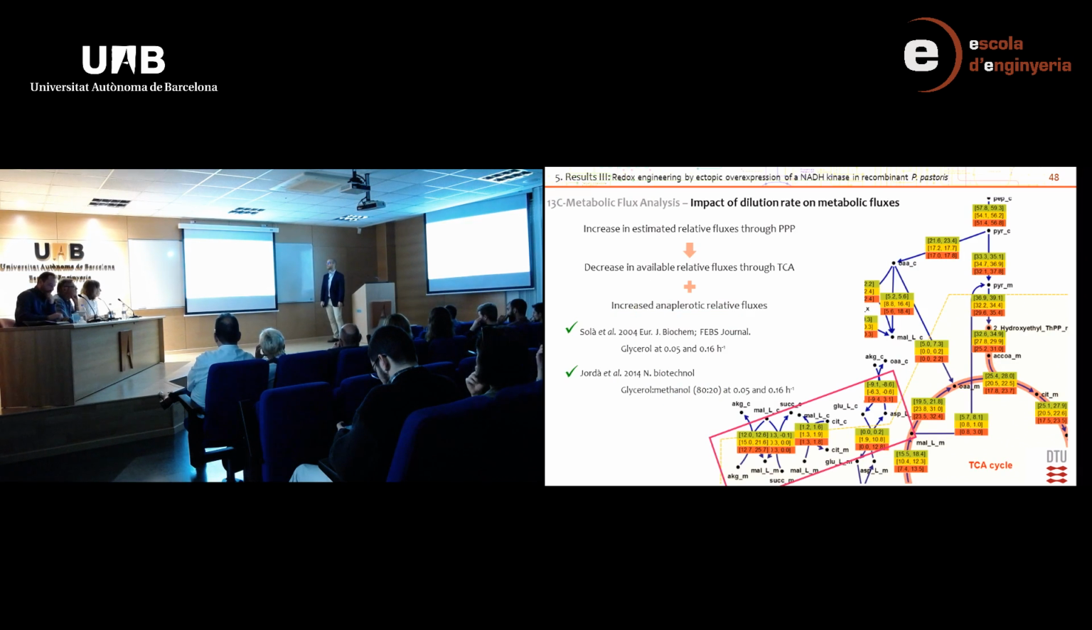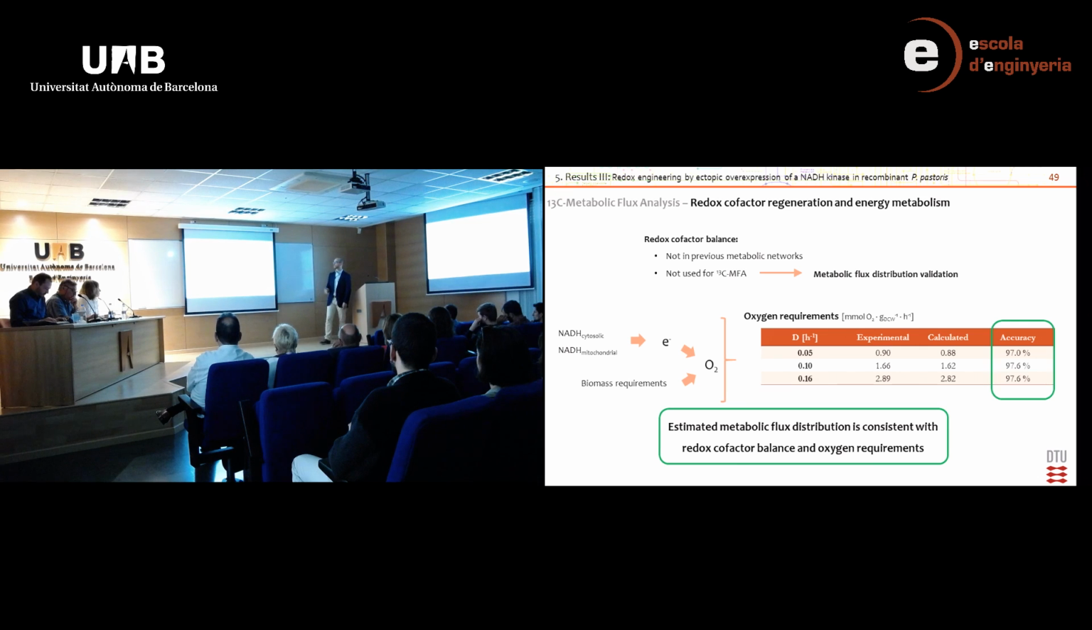In addition, we also see some growth rate dependent variations of the relative fluxes, that is, a decrease in the relative fluxes through the TCA, and in addition, an increase in anaplerotic relative fluxes, as you can see here. That is also in agreement with previous results that performed the metaphor analysis by using glycerol at different growth rates and mixtures of glycerol and methanol also at different growth rates.